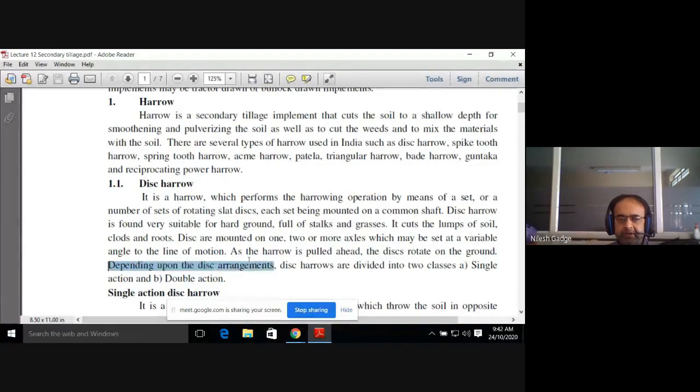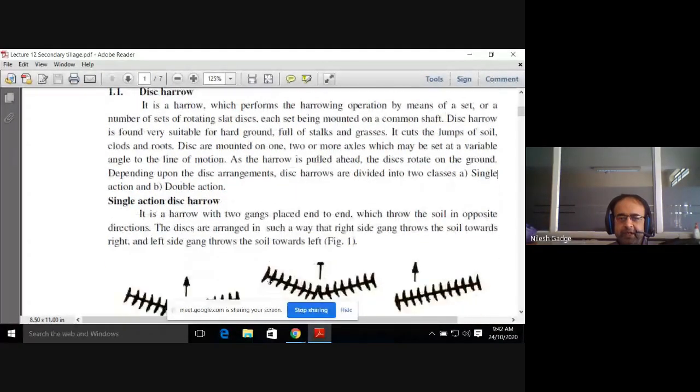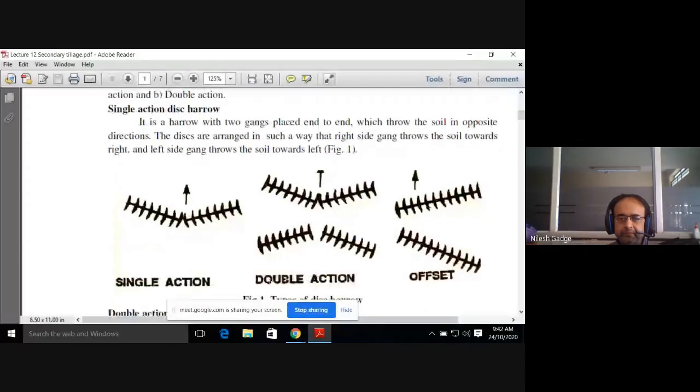Depending upon the disc arrangement, disc harrows are divided into two classes, single action and double action. There is a third also, a tandem disc harrow. We'll see it later. First of all, we will see the single action disc harrow. This is the figure of a single action disc harrow. This is an offset double action disc harrow, and third is the offset disc harrow. Offset disc harrow is also called a tandem disc harrow.